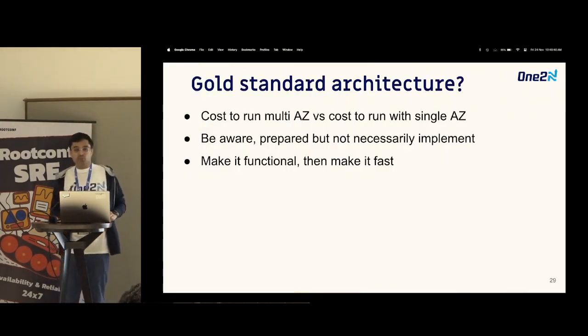So, gold standard architecture. I've seen that. How many of you have read about the AWS Well-Architected Framework? Okay, quite a few. Now, you have the gold standard architecture, but you should understand whether you really need it at that particular point in time. Do you need that much availability of your systems? Maybe, maybe not, because the cost of cross-AZ might again pinch you. So just be wary about how much availability you are really looking for. Again, you should be prepared and aware about it, but not necessarily implement it right away. This should be in your roadmap. And as we say, you should make it functional and then make it fast.